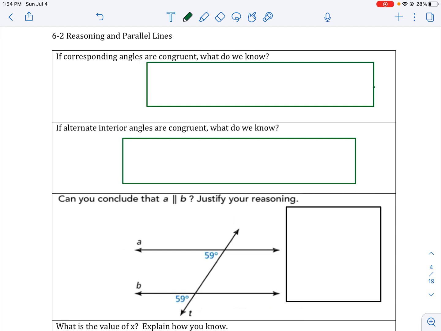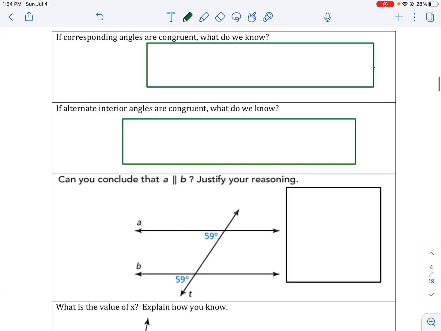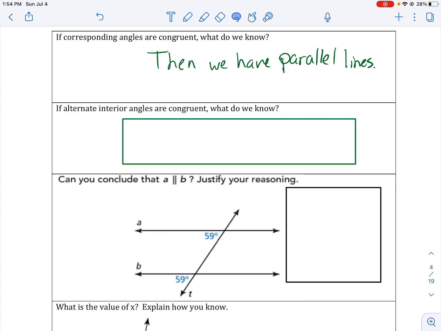So we are going to discuss reasoning with parallel lines. If corresponding angles are congruent, meaning their measurements are equal, what do we know? Well, we know that we then have parallel lines. Because if corresponding angles are congruent, or if their measurements are the exact same, that means those lines are parallel.